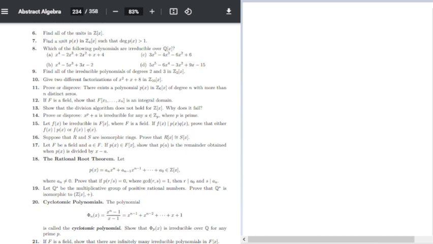Find a unit p of x in Z4[x] such that the degree of p of x is greater than 1. Okay, so we have degree greater than 0, greater than 1. So a unit in Z4[x]. I'm thinking it's going to be ax squared plus bx plus c, times dx squared plus ex plus f.